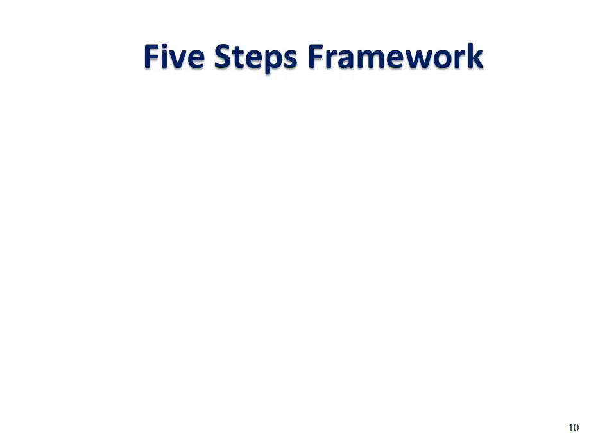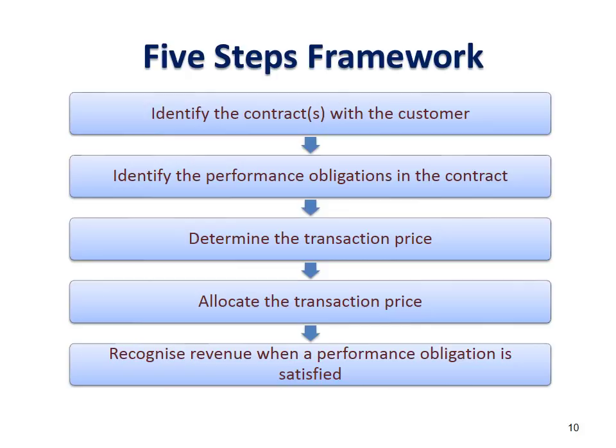Let us have a brief bird's eye view of the 5-step framework. First step is identify the contract with customers. Step 2, identify performance obligations in the contract. Step 3, determine the transaction price. Step 4, allocate the transaction price over performance obligations. And step 5, recognize revenue when a performance obligation is satisfied.